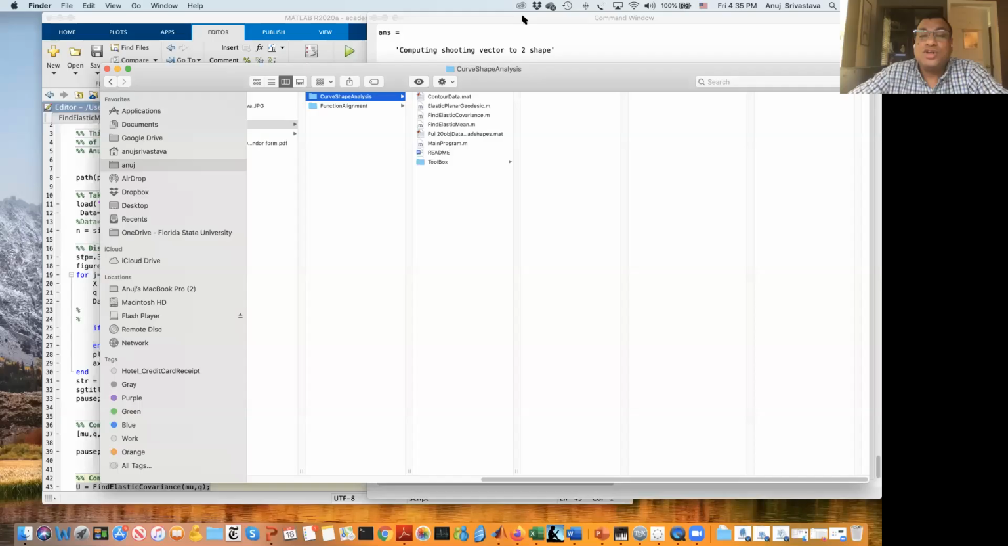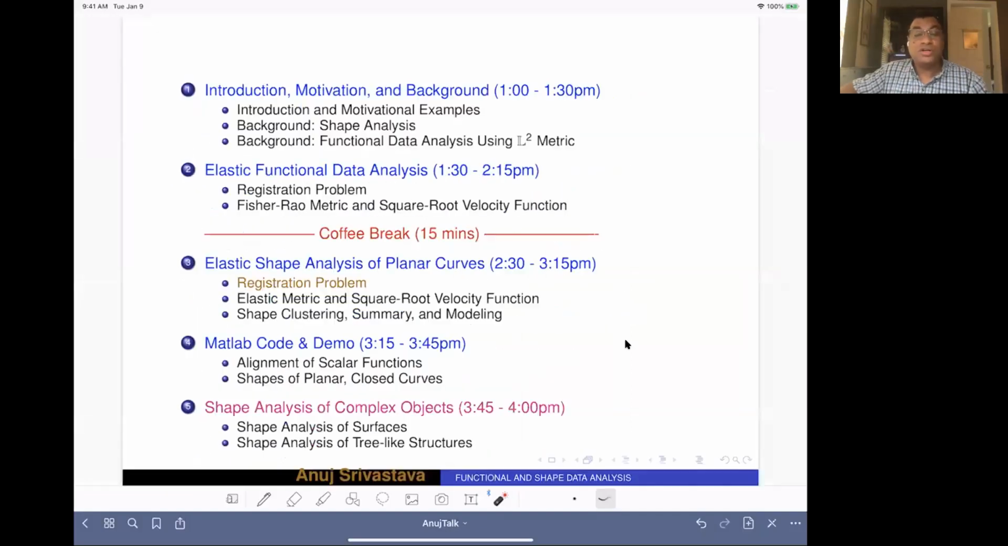So let me stop, and now I want to talk in the end for 5, 10, maybe 15 minutes about more complex objects. So far we talked about scalar functions. We talked about planar curves. That's where we spent most of the time because they are pictorially easy to explain. But we have done things for somewhat more complicated objects.